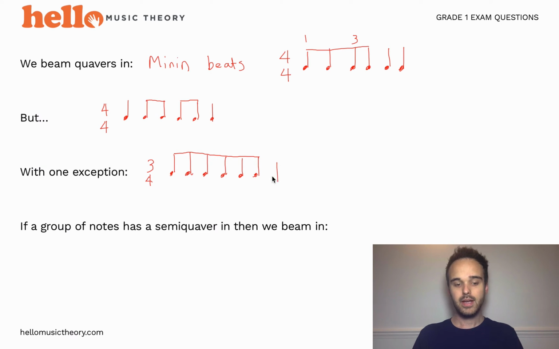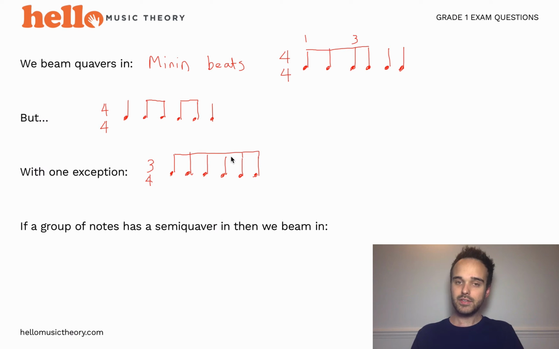Okay? We wouldn't beam them together in 3s like this. This is definitely wrong because this implies a totally different time signature that we'll learn about in a different grade. And we don't beam them in pairs like this. In 3/4, we beam them in one long beam, like so. Okay.